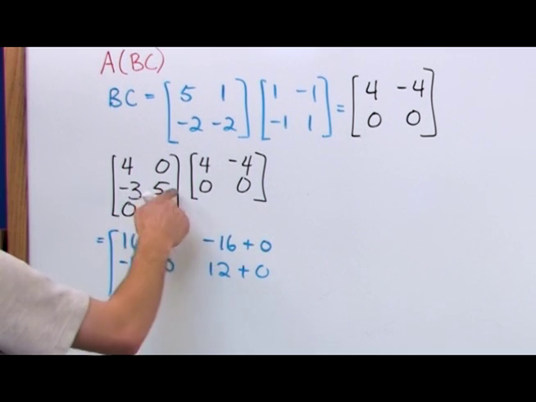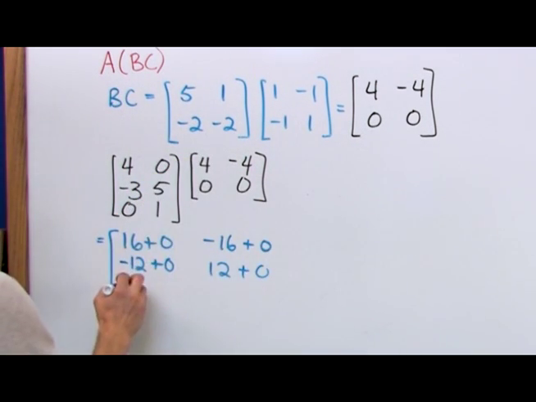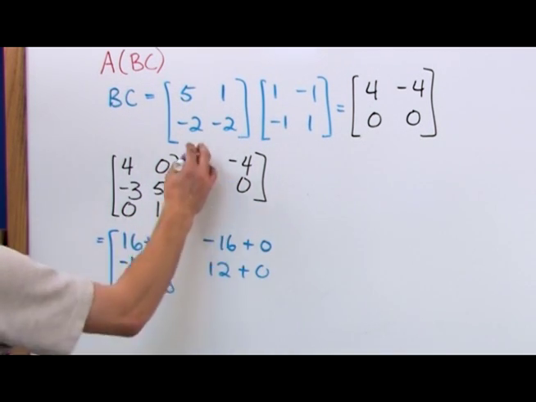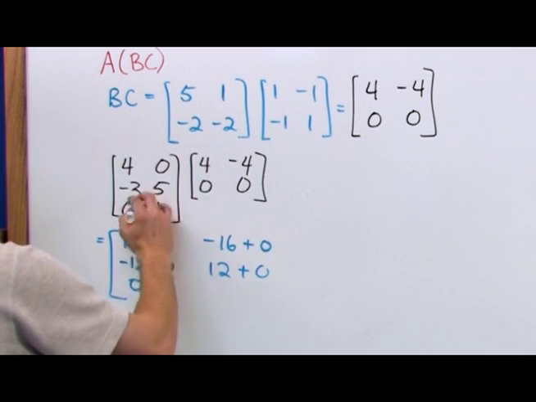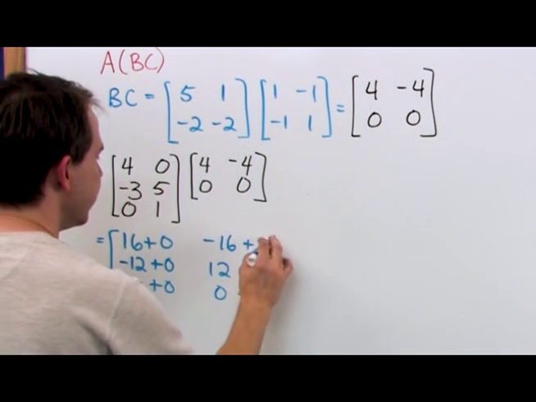Okay? And then we're done there because we can't go any farther, so we go to the next row. Over and down. 0 times 4 gives you 0. Plus 1 times 0 gives you 0. Over and down here. And then finally, like this, 0 times negative 4 is 0. Plus 1 times 0 is 0.